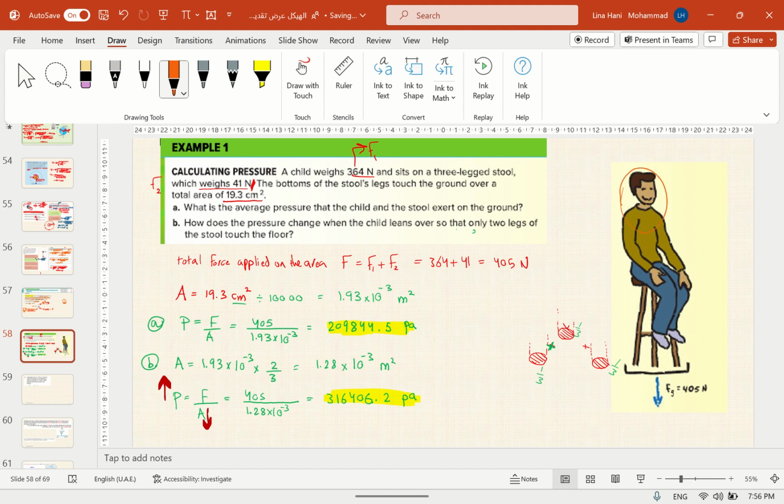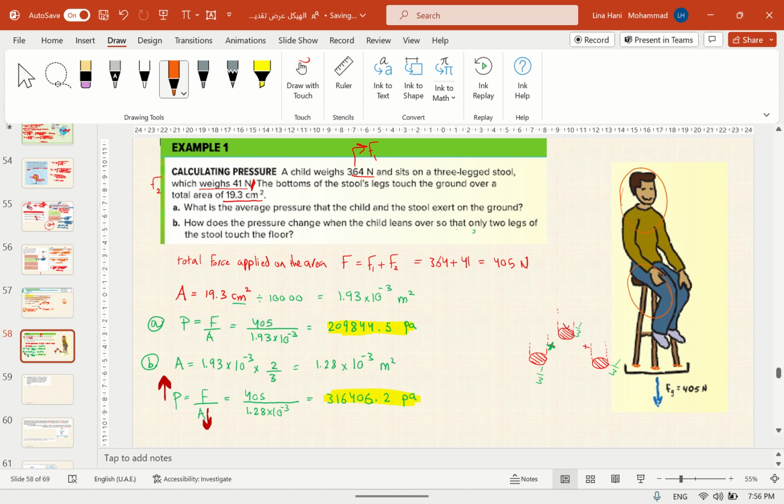The weight of this person and the weight of the stool are the forces acting on the area that the legs make with the ground. So the total force applied on the area is the sum of their weights. So it's the weight of the child plus the weight of the chair. 364 plus 41 gives you 405 newtons.